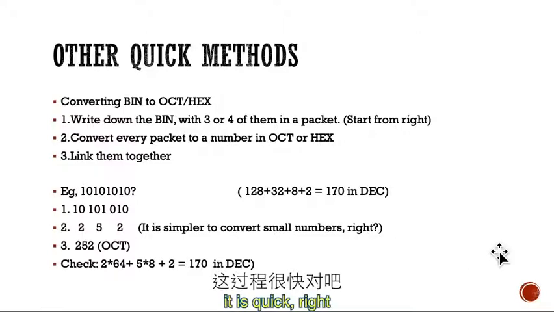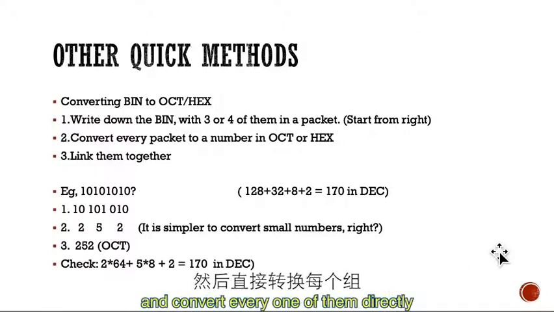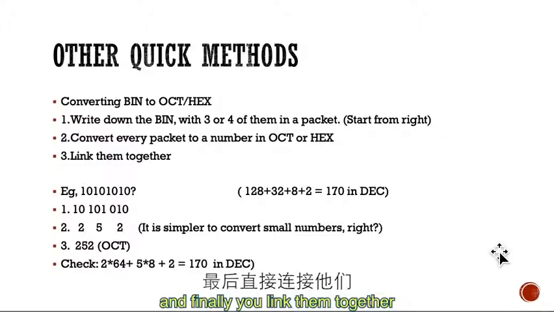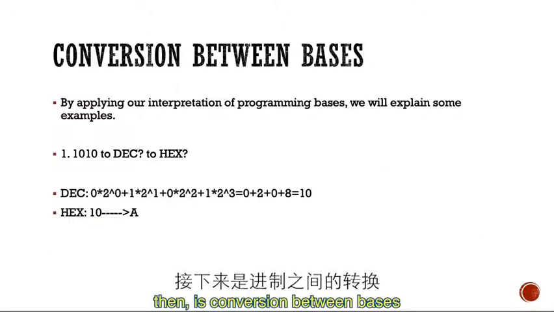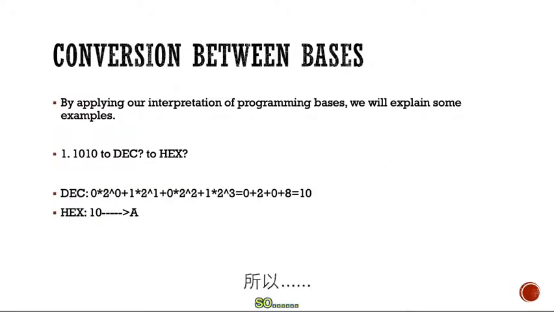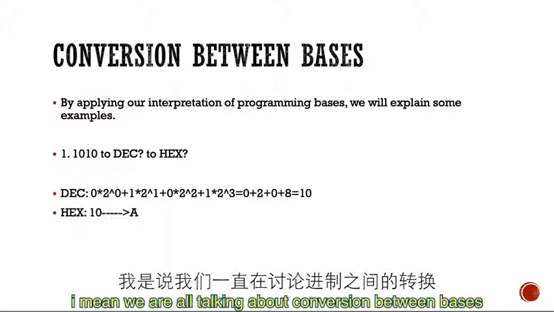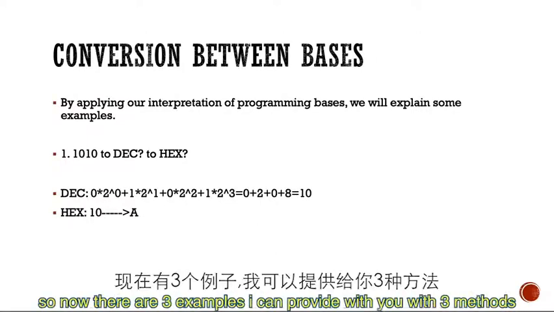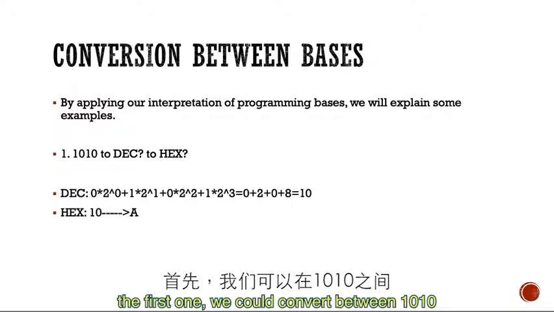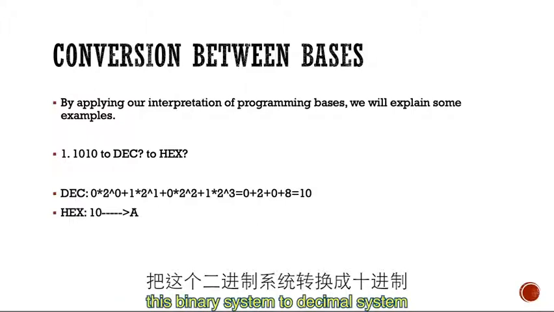It is quick, right? You just divide into little groups and convert every one of them directly, and finally you link them together. That is conversion between bases. So we're all talking about conversion between bases, and now there are 3 examples I could provide with the 3 methods. The first one, we could convert 1010, this binary number, to the decimal system.